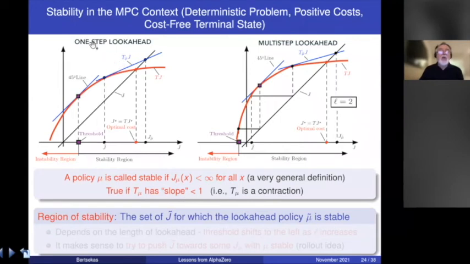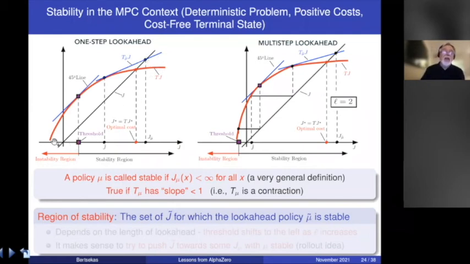So let's look at one step look ahead. We define the region of stability to be the set of all J tilde cost approximations for which the look ahead policy is stable. So you can see here that if you choose J tilde to the right of some threshold, then the corresponding policies, because of the monotonicity, are stable.